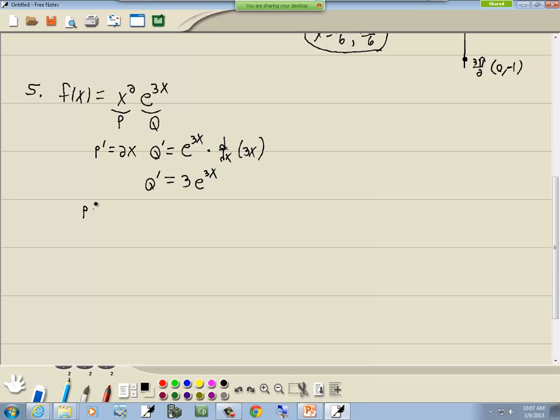Our formula for the product rule is p prime q plus p q prime. So for our derivative, p prime was 2x times q, which was e to the 3x, plus p, which was x squared, times q prime, which is 3e to the 3x.